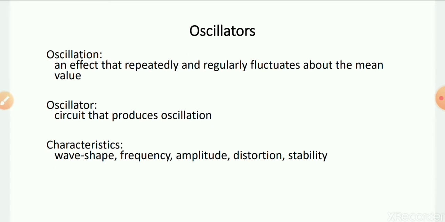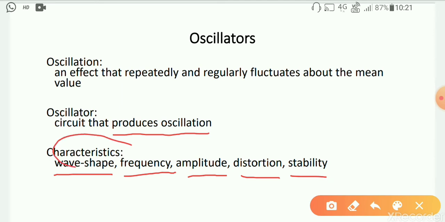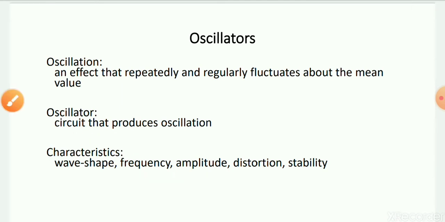So oscillator is a circuit where the oscillation process is maintained. Their characteristics are represented as wave shape, that means what type of wave it can generate, how much frequency it can generate, what amplitude variation can occur in that particular oscillator, what is the effect of distortion, and also the stability. These are the characteristics of an oscillator.